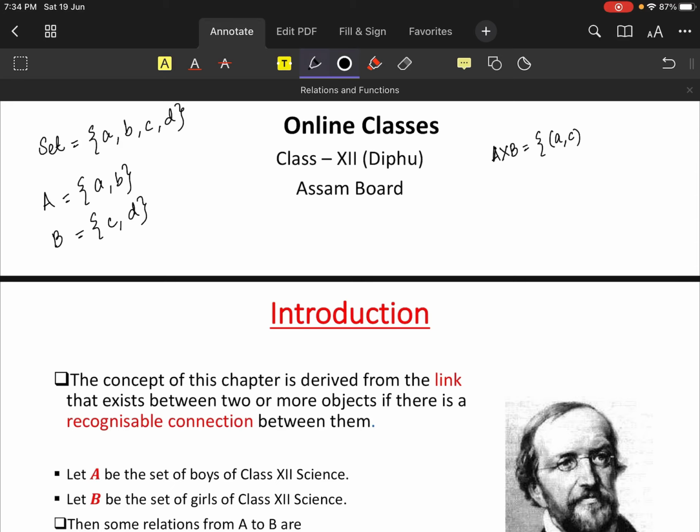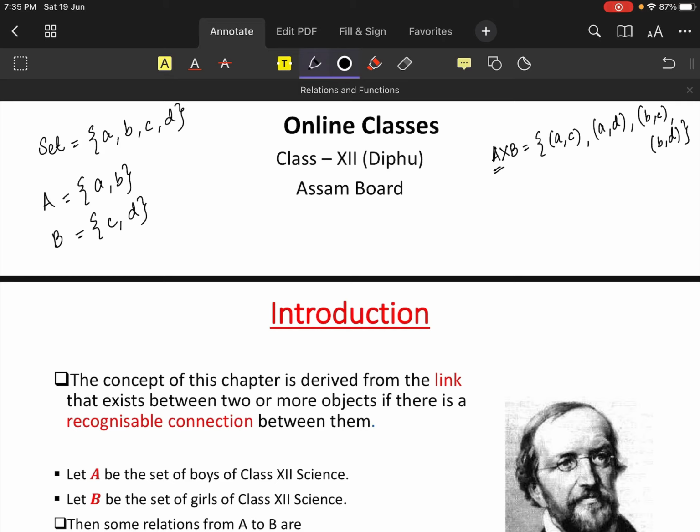What order? The elements of the first set will be the first element of the ordered pair. So I see A is the first element of this ordered pair, and A is an element of set A. Likewise, we have another ordered pair, that is A comma D. Same way we have B comma C and B comma D. So all the elements of A form the first element and all the elements of B form the second element. This is how we do the Cartesian product.